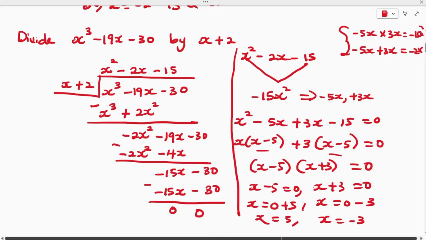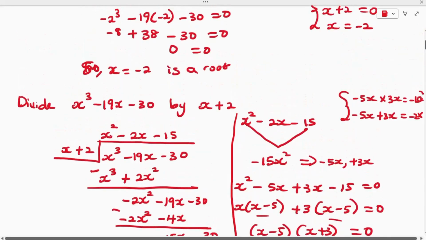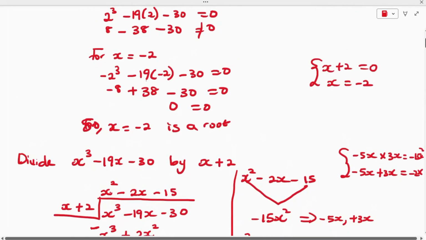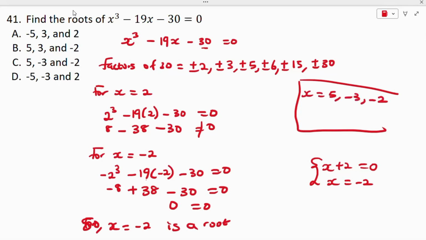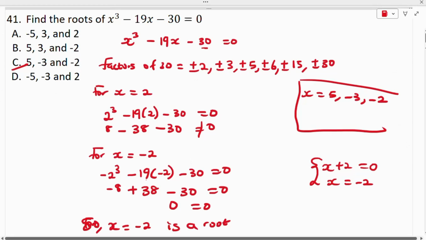Minus 3. So we have x equals 5, x equals minus 3, and we also have the first root, which is x equals to what? Minus 2. So from here we can easily say that we have the values of x to be equal to 5, minus 3, and minus 2. So let's take a look at the options here. From the options, we have C to be the correct what? Answer. Alright, so let's go on to the next question.